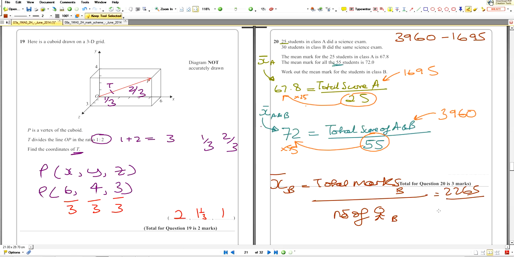How many students are there in B? How many students does it tell you here at the beginning? 30 students. So 2265 divided by 30 will give us an answer of 75.5, and that is an absolutely beautiful answer, and that is correct. So the mean mark for students in class B is 75.5. We used both pieces of information. We worked out the total score of A, the total score of A and B, subtracted to work out the score of B, and then we could work out the mean of B, because we needed to know the score of B, and that was hidden. And that's just 3 marks.